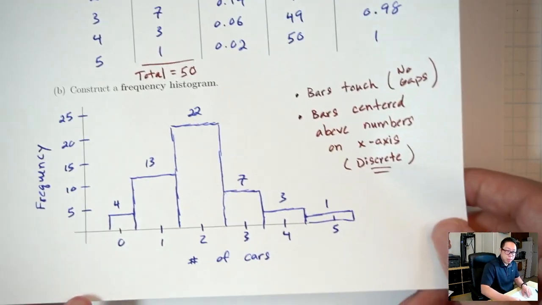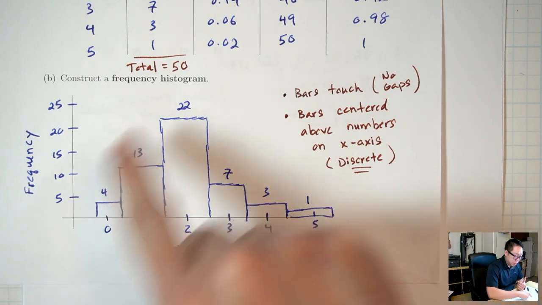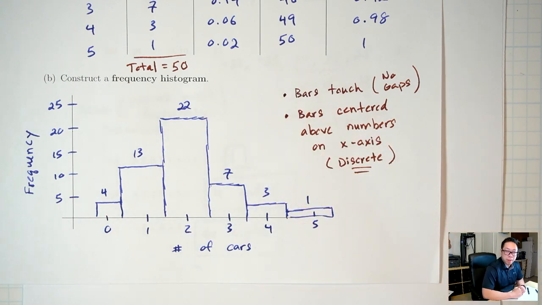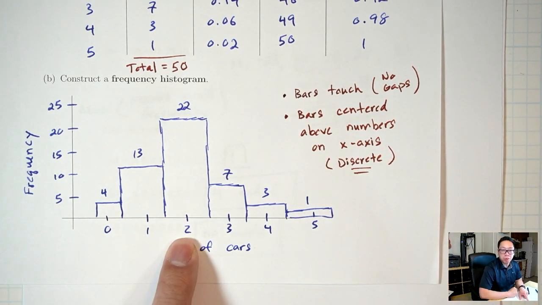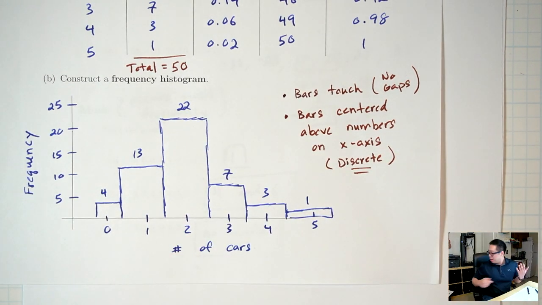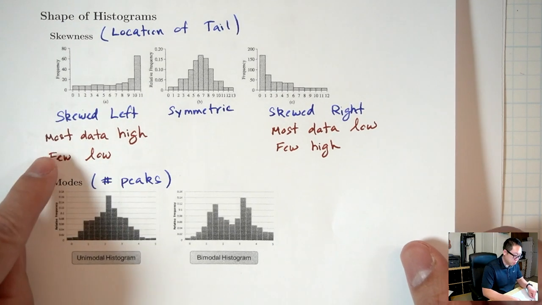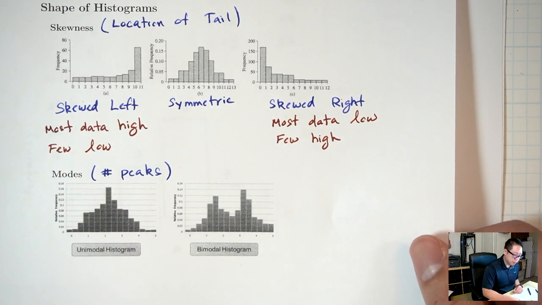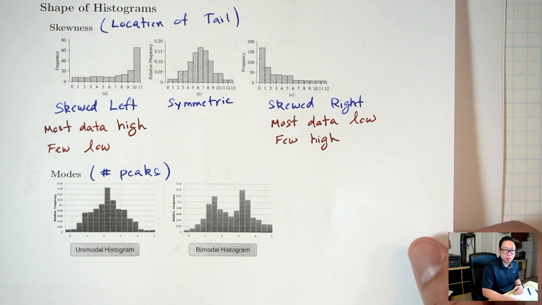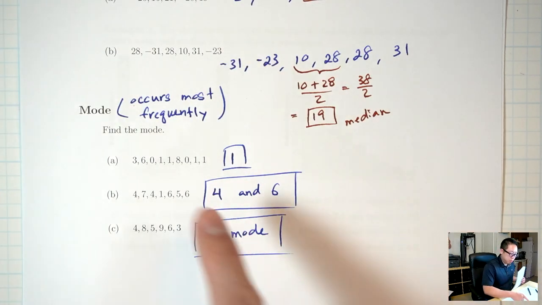In a histogram, it's also easy to find a mode. The mode is just the highest bar. Here the highest bar is this one, which represents 2. So 2 is the mode, which is the reason why, when we talked about the shape of a histogram and we talk about modes, the modes refer to the peaks, as in the highest bar. The highest bar represents the highest frequency, and the highest frequency is the mode.